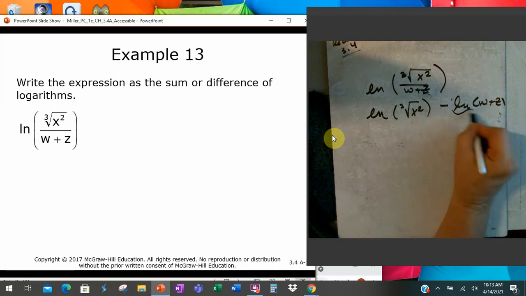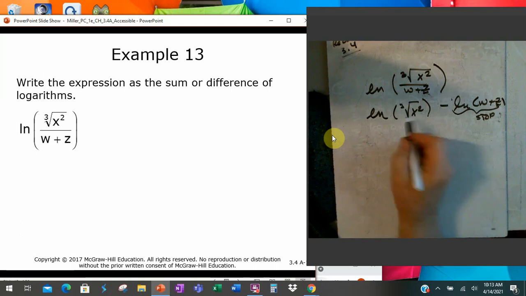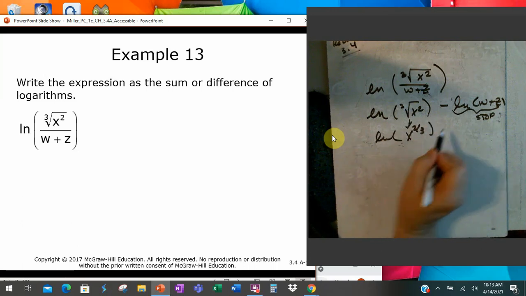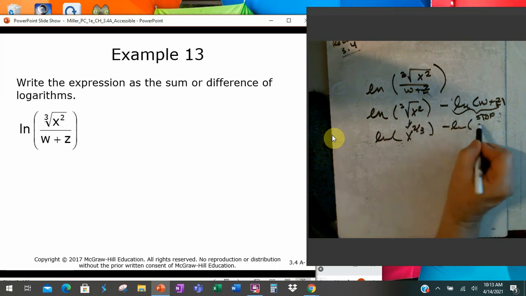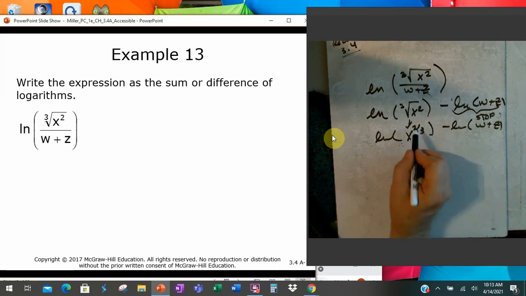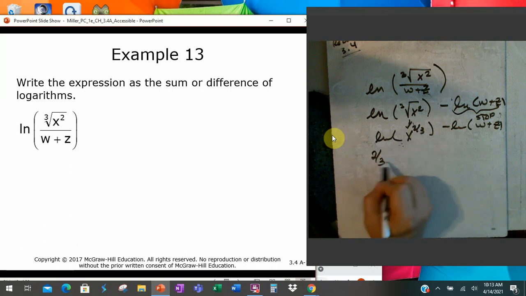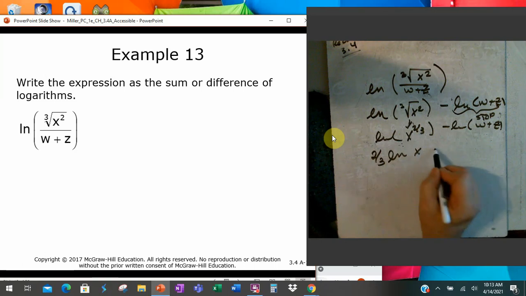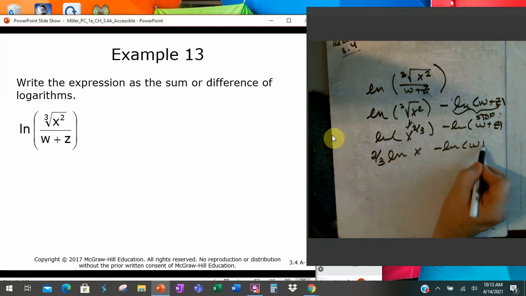This I have to stop. There's nothing I can do with addition. Okay, but here I want to represent this as x squared, but I'm doing the cubed root. So I need that piece. And this is now exponents that go out front. 2/3 the natural log of x minus the natural log of w plus z.